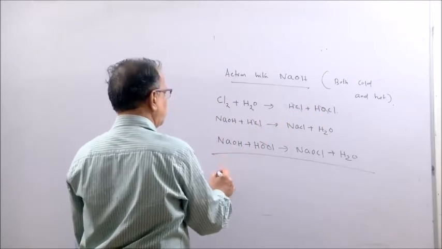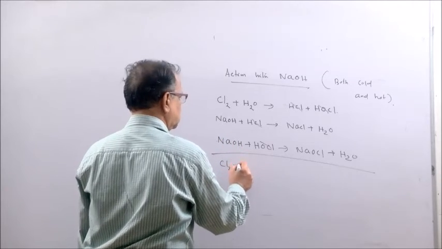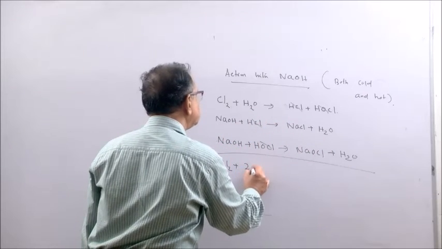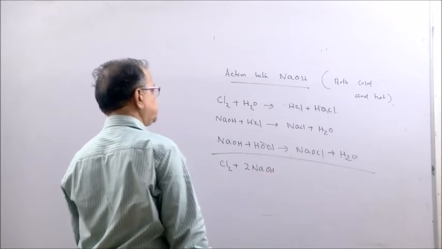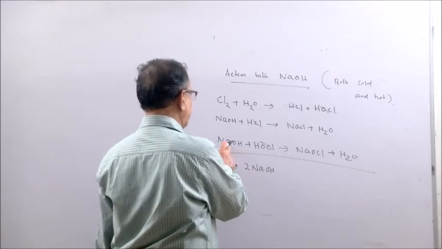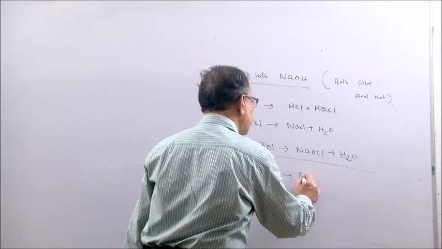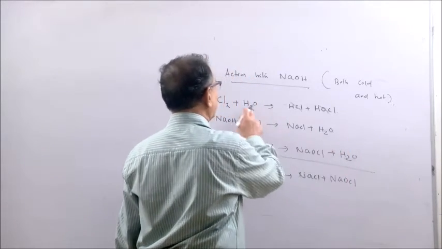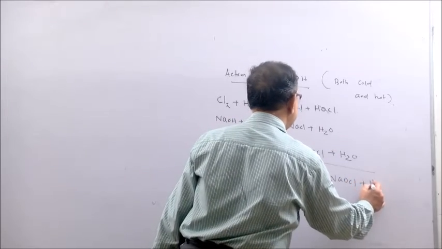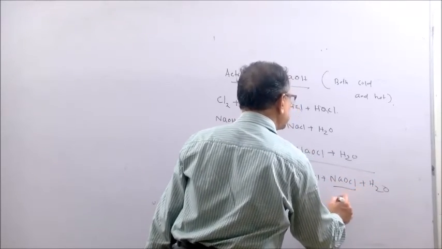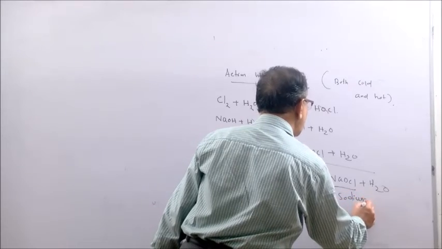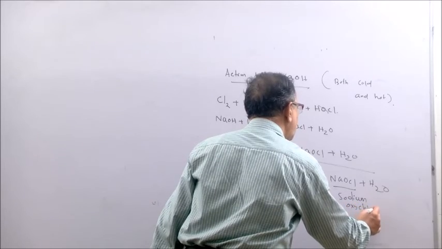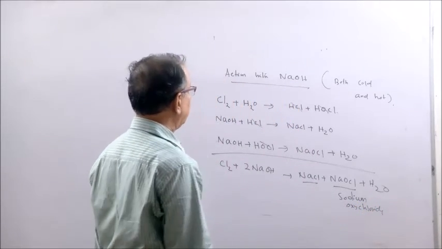You may cancel the HCl and HOCl. You take chlorine plus H2O, plus 2 NaOH. We get NaCl plus NaOCl plus 2 H2O. Then sodium chloride and sodium hypochlorite, also called sodium oxychloride, plus water.